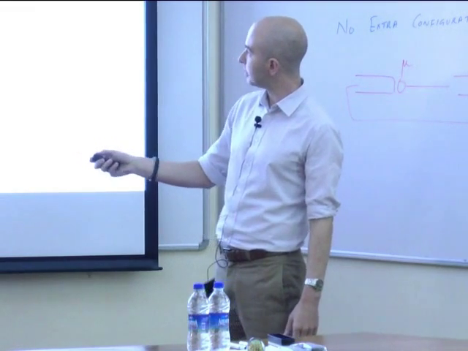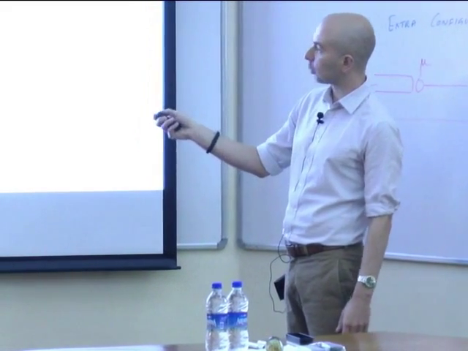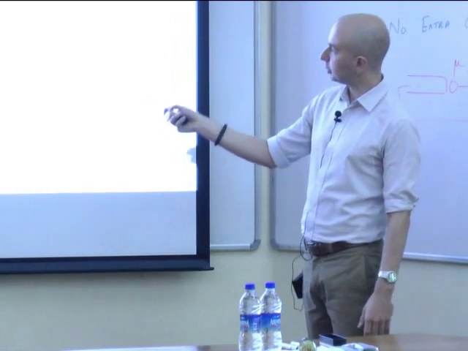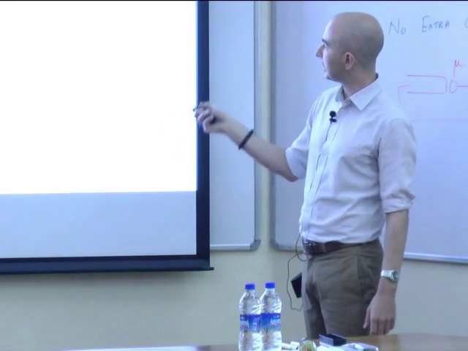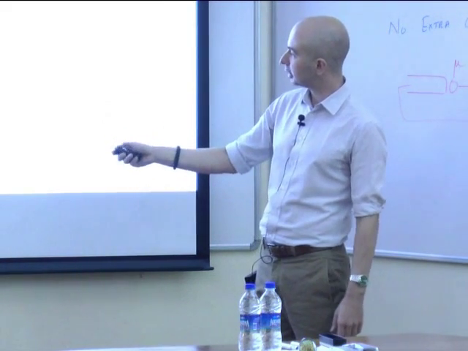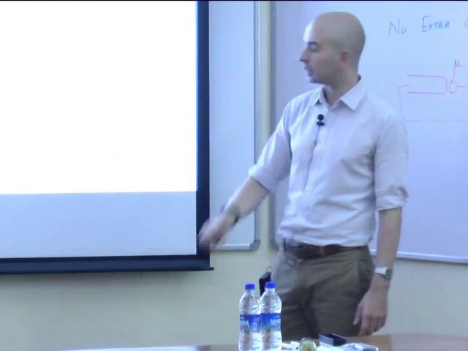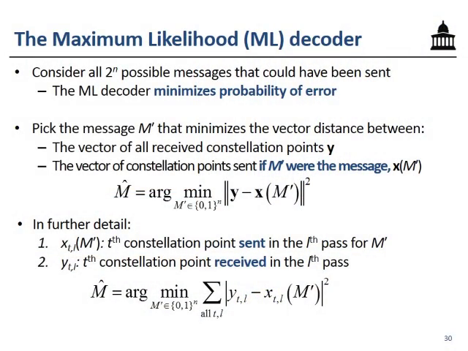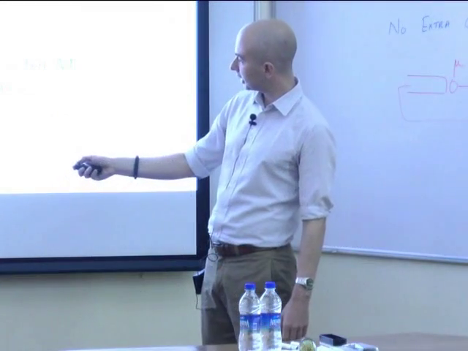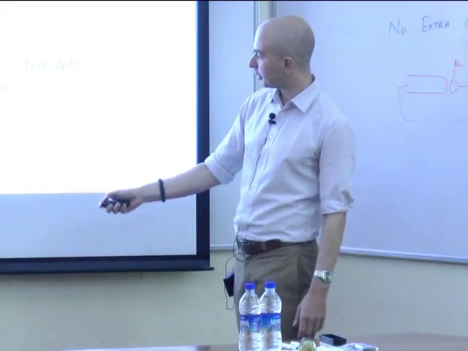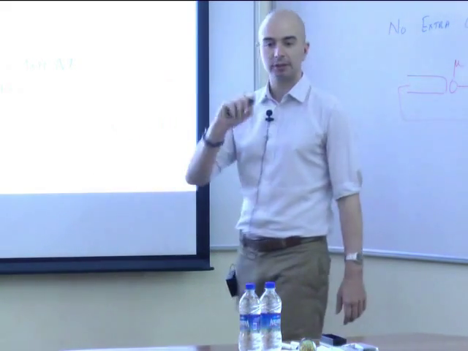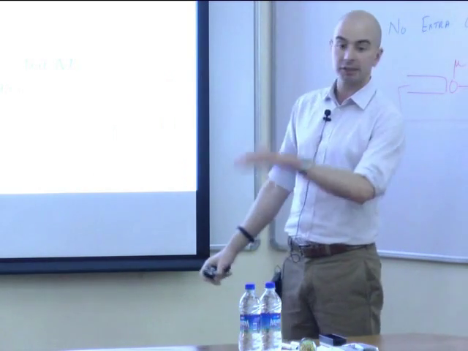It's choosing the message M prime that minimizes the vector distance between the vector of all the received constellation points y and the vector of constellation points that would have been sent. That's the replayed constellation points that would have been sent if M prime were the message. And here we have just the minimization over all possible messages of the Euclidean norm of the distance of the two. So in more detail, remember, x is the t-th constellation point sent in the l-th pass, and we're summing over all t and l the Euclidean distance between the replayed and the received constellation points y.